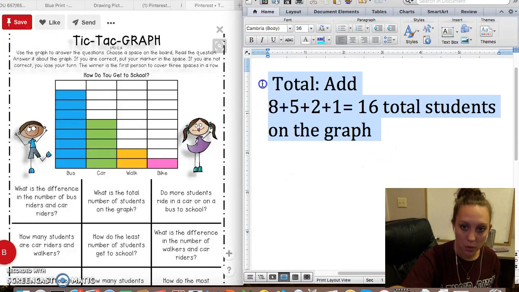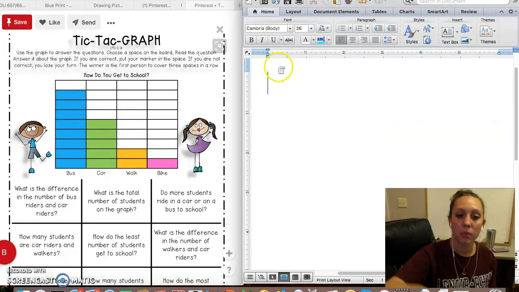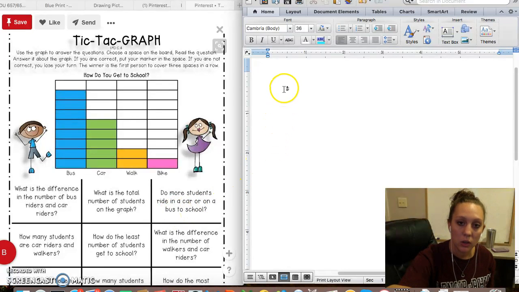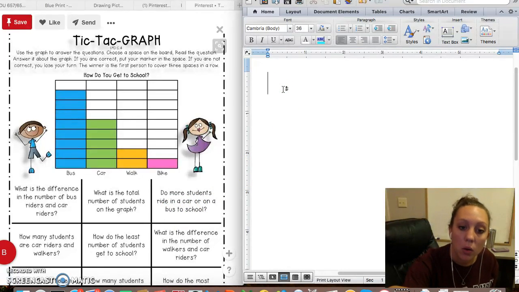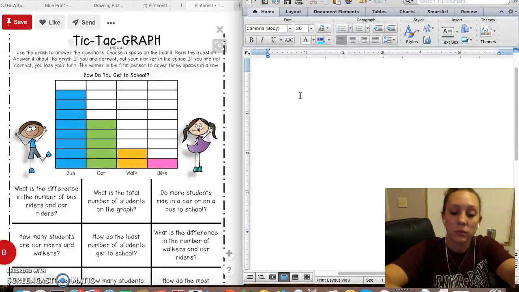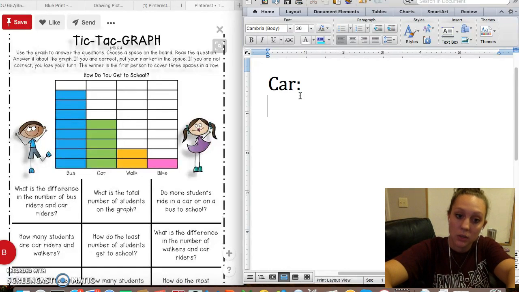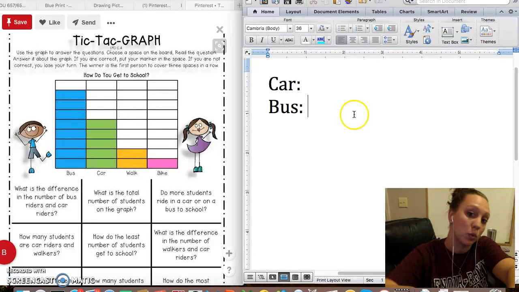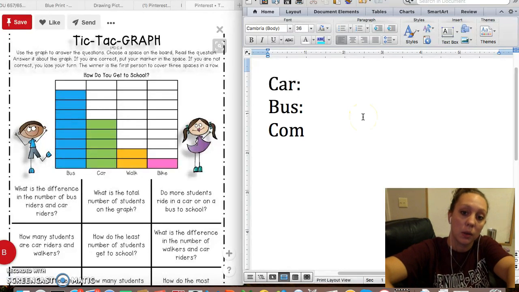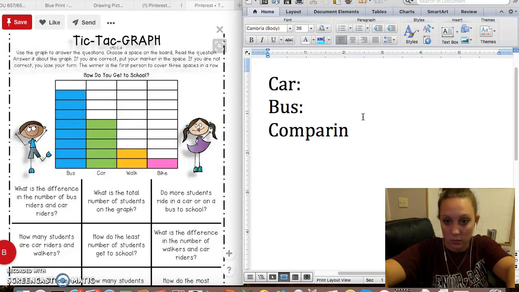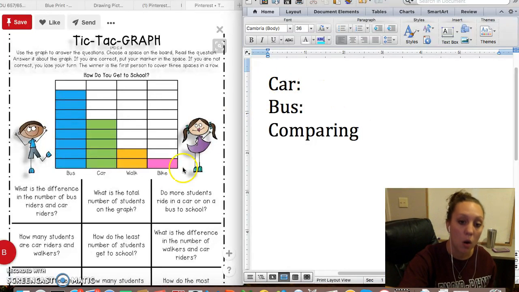All right, let's go on to question number 3. Do more students ride in a car or on a bus to school? So it's asking us, which one is more? Do more students ride in the car or do more students ride the bus? Okay, so this is what we're going to call comparing. We are comparing the car to the bus.